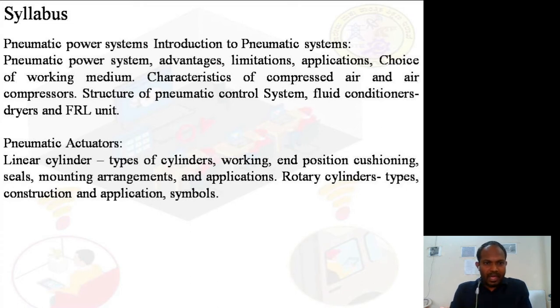Now here also we will be concentrating more on linear types of cylinders. There are different types, and the working principles of these linear cylinders we will be discussing. And then end position cushioning. This is a wonderful concept actually, the cushioning in the pistons. I am sure that you will appreciate this cushioning effects concept.